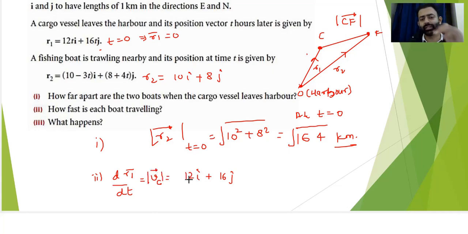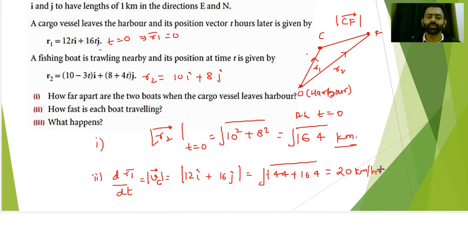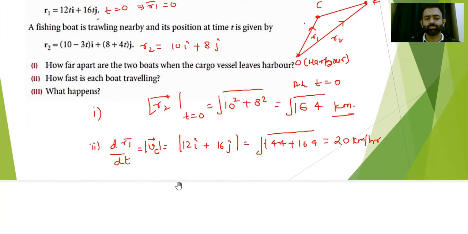If I have to write down the modulus or the speed, in the x direction the speed is 12 kilometers per hour, and in the y direction the speed is 16 kilometers per hour, right? So to find the modulus, we take the root of 144 plus 256, which is 20. So 20 kilometers per hour is the speed, basically velocity. If vectors are given, velocity is the right word, right?